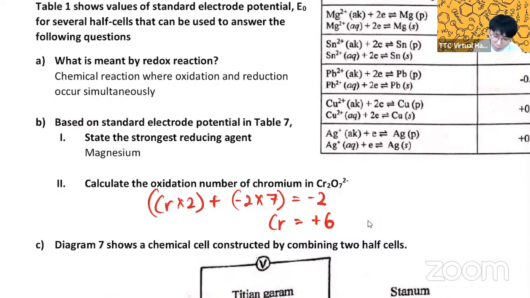That's why, guys, do you remember the name of this guy? We normally call this dichromate 6. So the 6 stands for the charge. Okay, because the chromium here is 6+, so dichromate 6.